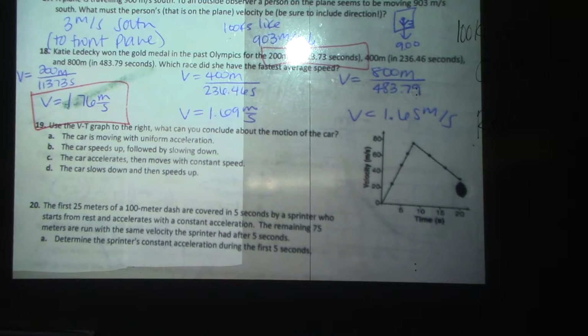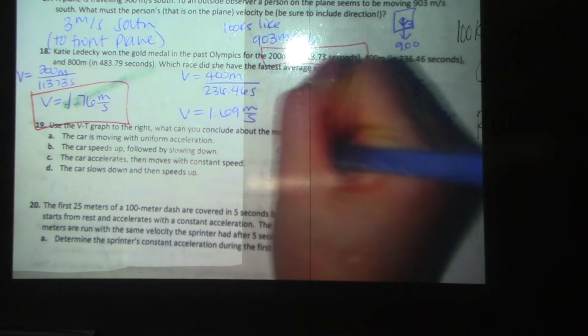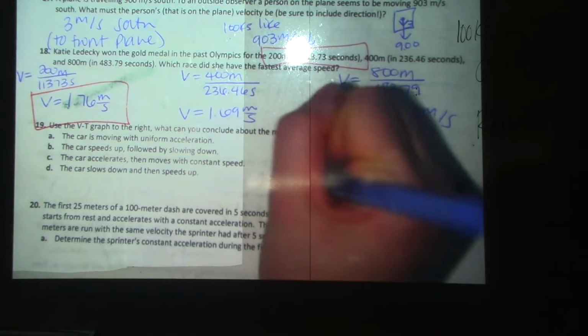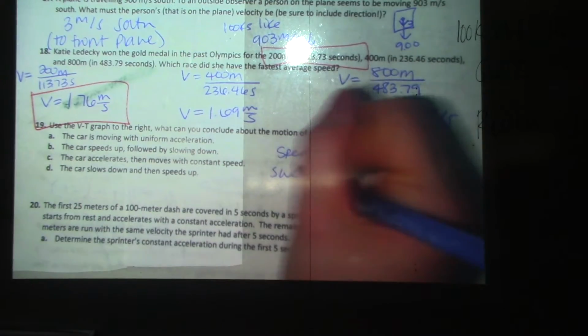The velocity versus time graph, what can we conclude? So going up on a velocity graph is speeding up, and then going down on a velocity graph is slowing down. So speeds up followed by slowing down, B.